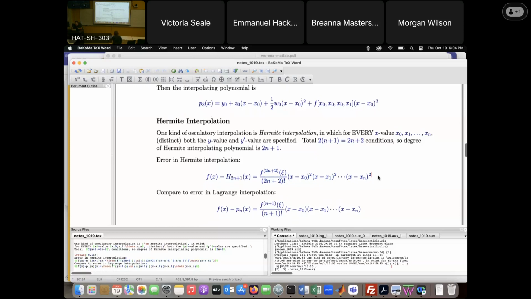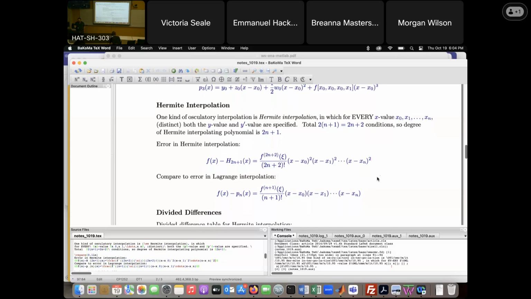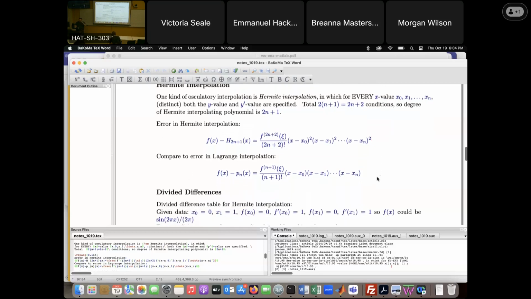So even though I've already shown you how you can handle osculatory interpolation using a divided difference table, I'm going to show you how you compute the Hermite interpolating polynomial using first a divided difference table, and then a different approach that is for Lagrange. So for divided differences, I'll just step through an example.